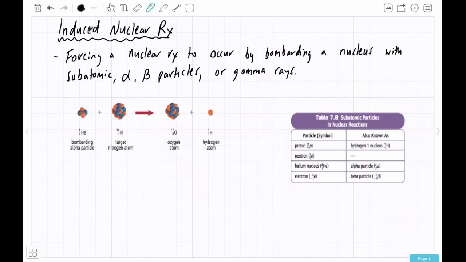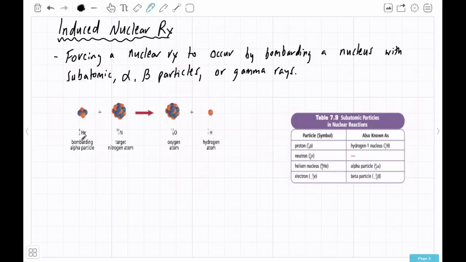So nuclear reactions can occur under two different scenarios. One is naturally in nature, as we talked about with half-life, and of course, as we'll discuss a little bit later, what happens in stars. But another kind is induced nuclear reactions. Induced means forced. So we define these as forcing nuclear reactions to occur, often by what we say bombarding a nucleus with subatomic alpha or beta particles or gamma rays.